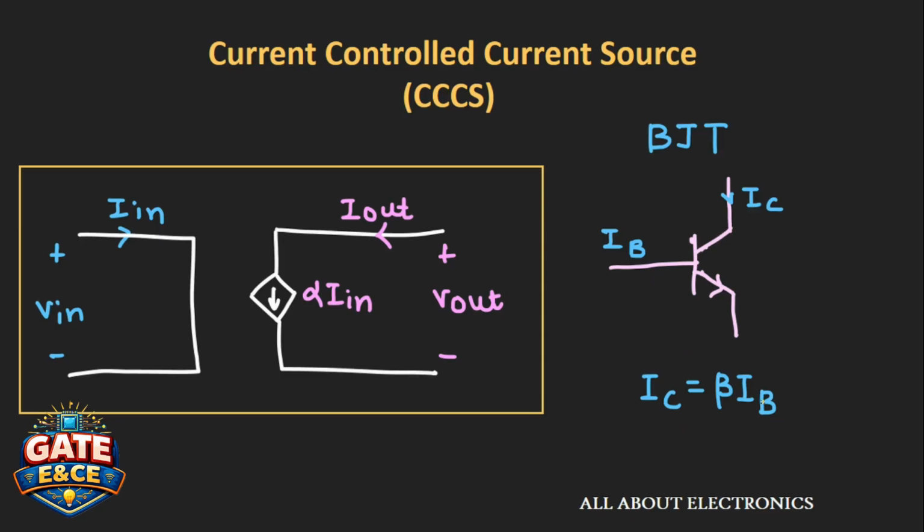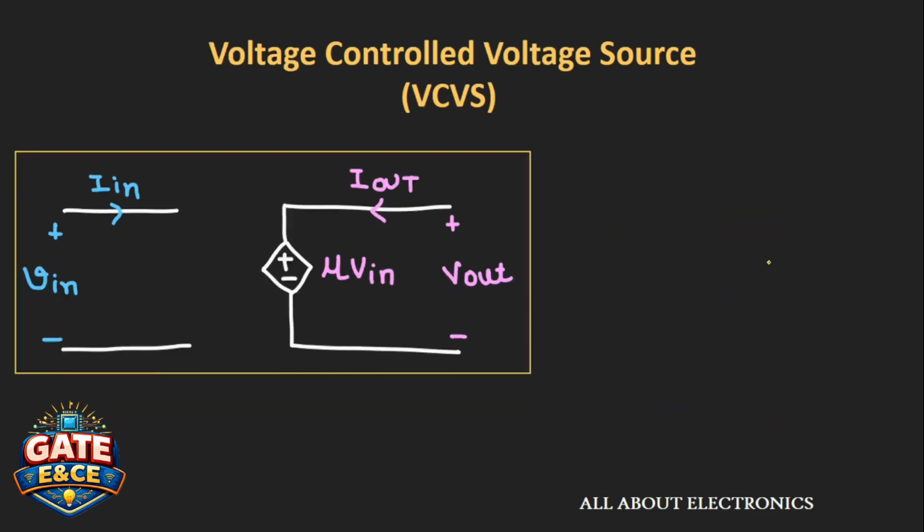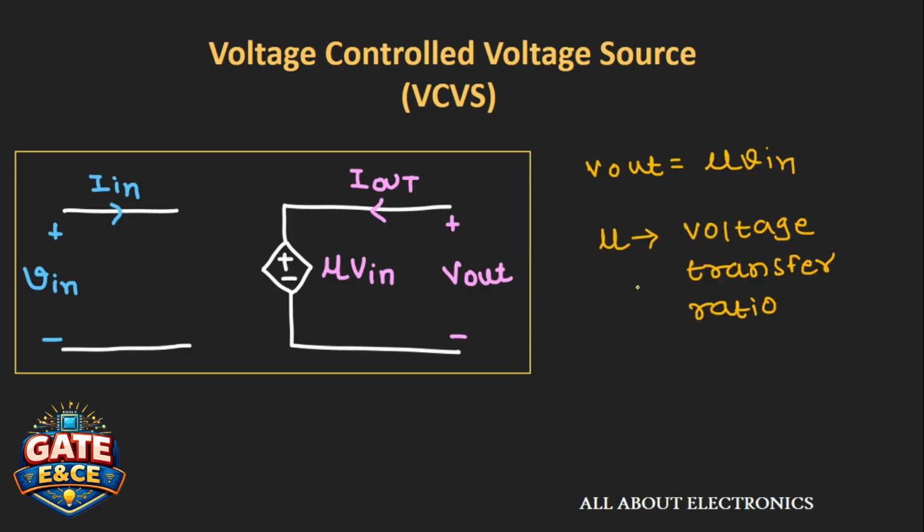by this expression. The third kind of source is the voltage controlled voltage source. Here the voltage is both the controlling as well as the controlled element. The output voltage V out can be given as mu times V in, where V in is the input voltage that is controlling the voltage of this voltage source. Mu is the coefficient of this voltage source. Here mu is a unitless parameter, and this coefficient mu is sometimes also known as the voltage transfer ratio.